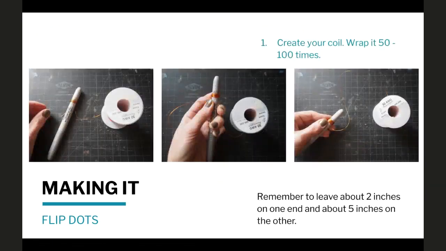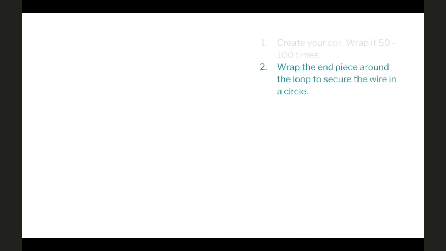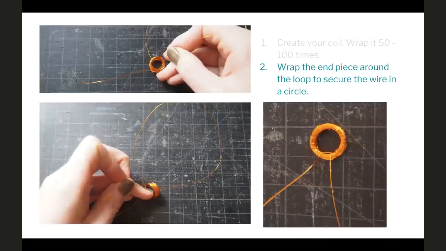So first, you want to create your coil, wrap it between 50 and 100 times. I find the end of a Sharpie works quite well for the size of the hematite beads that I like. You want to make sure to leave about 2 to 5 inches on either end so you can solder it to a pad. The other sort of tricky part is when you take the coil off, you want to wrap one side of the coil around just to make sure that you have a nice circular coil.